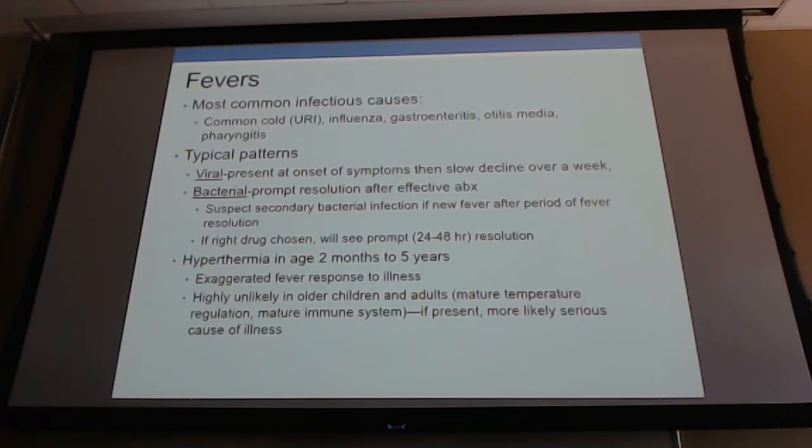Hyperthermia: the typical pattern is for children under the age of 3, but really, within that standard deviation of 2 months to 5 years, you see this exaggerated pattern where they get very, very high fevers. This is what I was alluding to earlier. When's the last time somebody in here had a fever of 103 or 104? Probably in a room of 70 people, it's been a while, right?